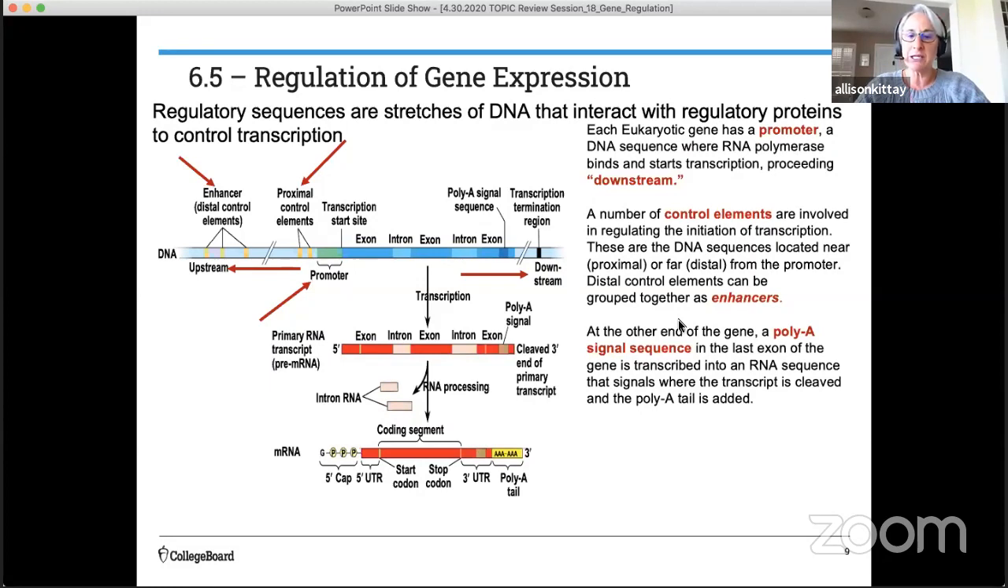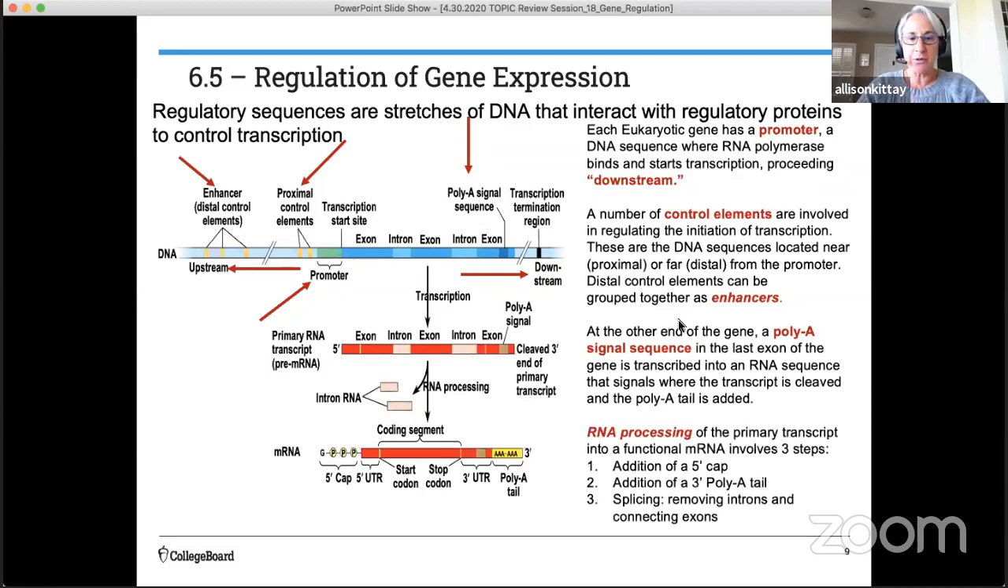And this is the signal where the transcript is cleaved off and the poly A tail is added. I'll talk about what that poly A tail is in a minute. So look at the poly A sequence. It is in that last exon, and that's the signal for where we are going to stop that transcript.